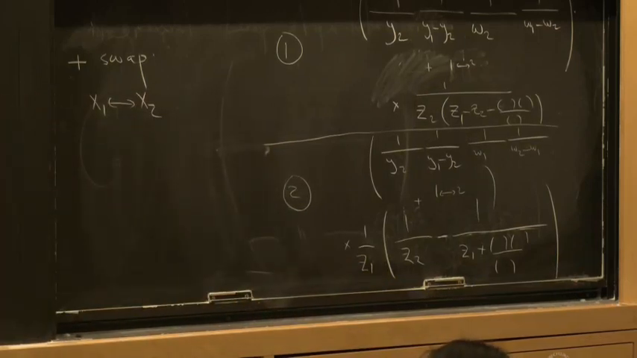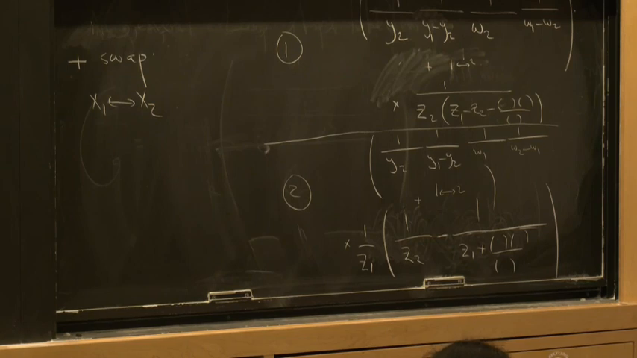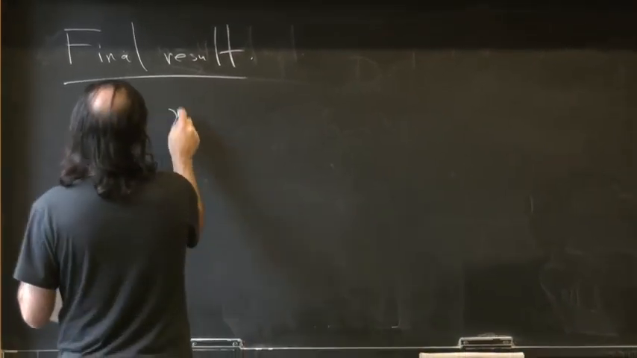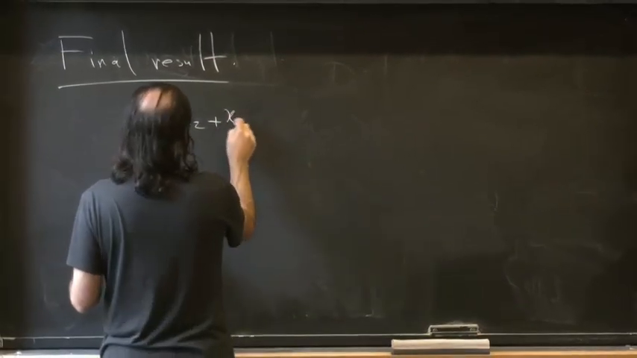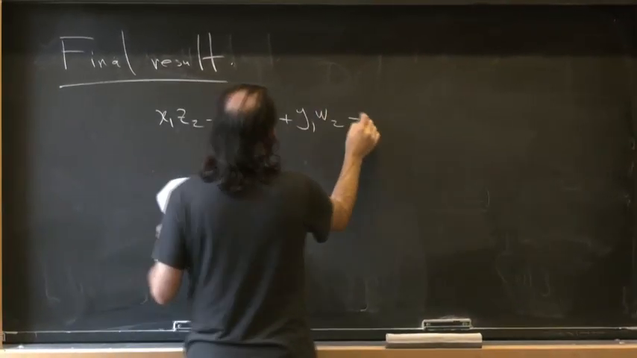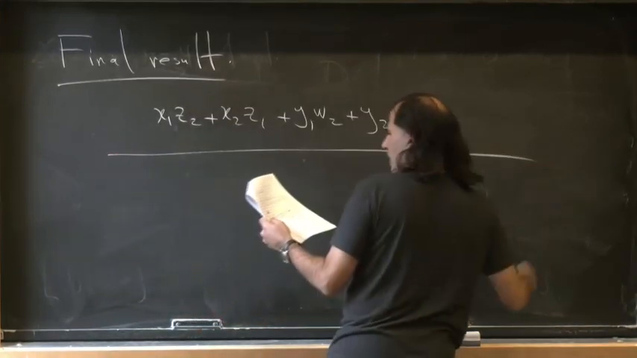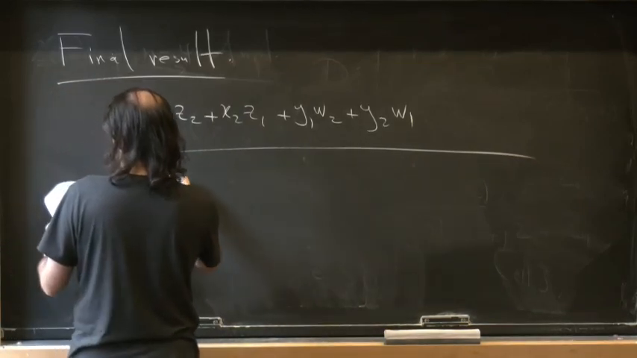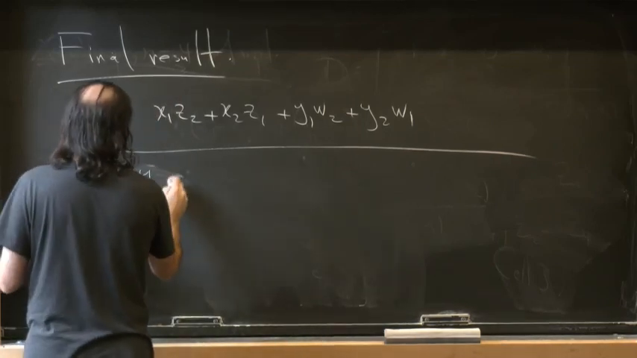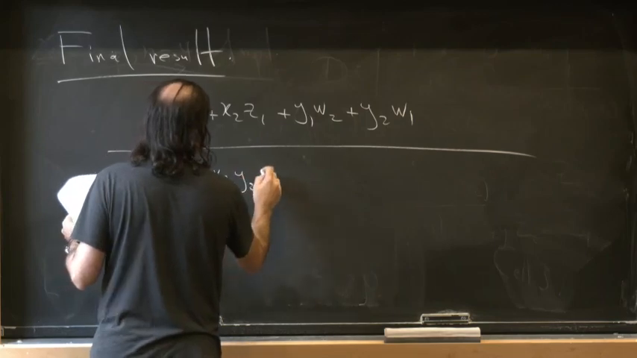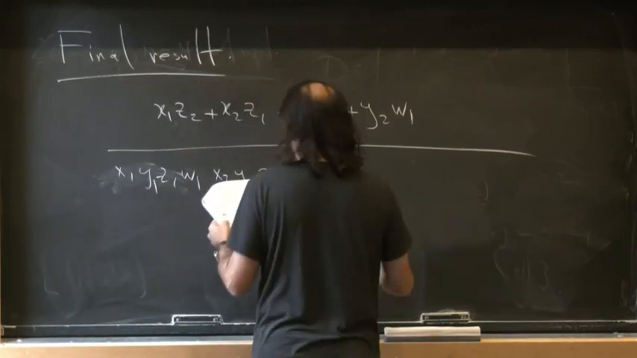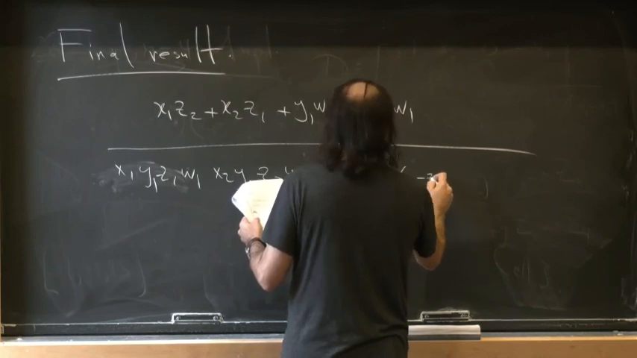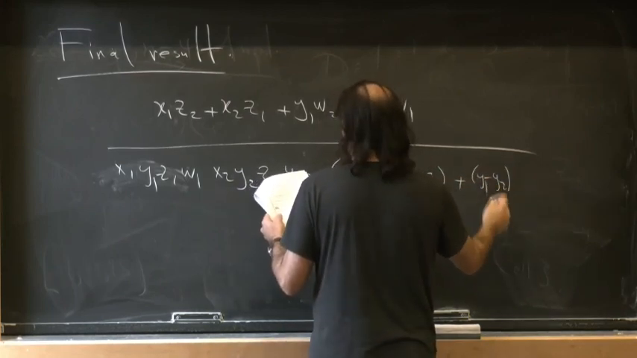And the final result, do by hand or however you want, is the following: x1 z2 plus x2 z1 plus y1 w2 plus y2 w1, divided by everybody, x1, y1, z1, w1, x2, y2, z2, w2, and our nice quadratic factor, x1 minus x2 times z1 minus z2, plus y1 minus y2 times w1 minus w2.